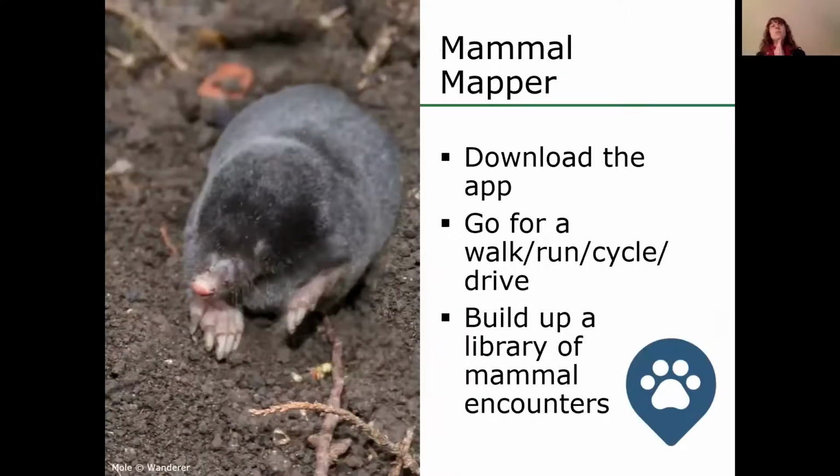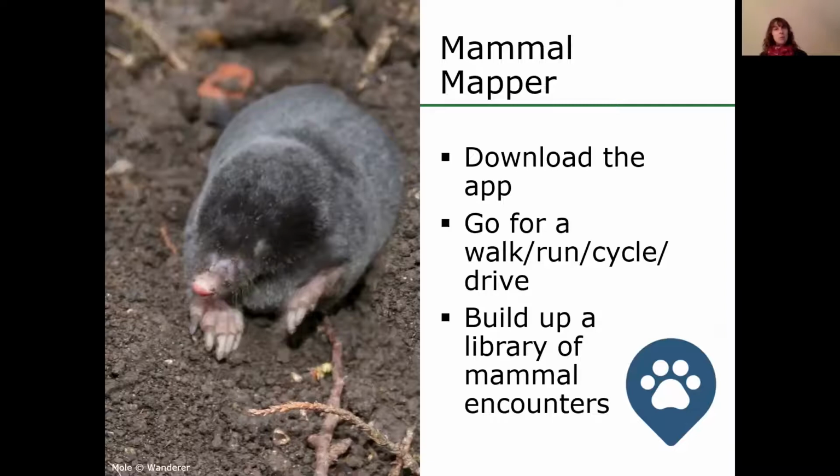So the first one is quite an ad hoc informal survey called Mammal Mapper. And again, if you're really into apps, you can download an app, and then basically anytime you go for a walk, a run, a cycle, a drive, without you driving, someone else driving, you can be mapping all of the mammals or signs of mammals that you see along the way. And they do really want you to also record null results. So if you go out for that walk and you don't see any mammals, it's also really useful for them to know that.